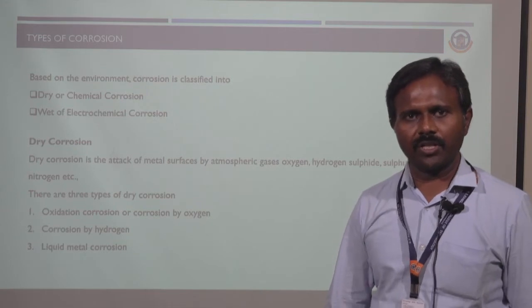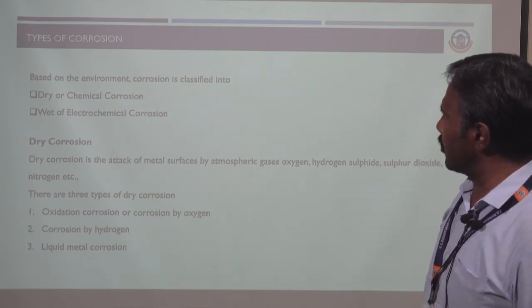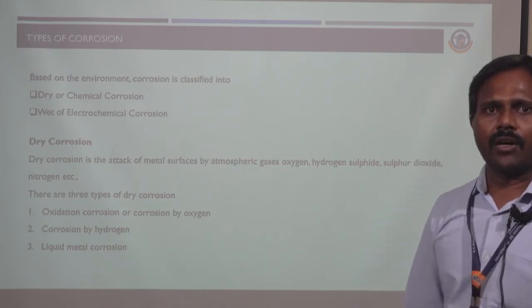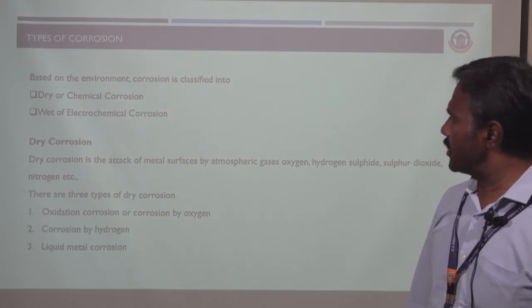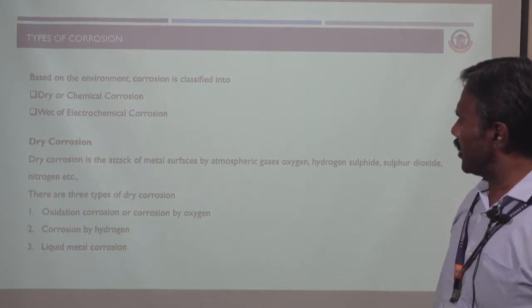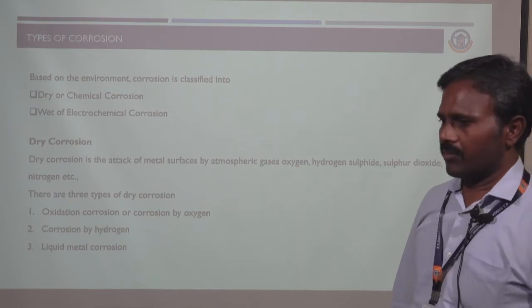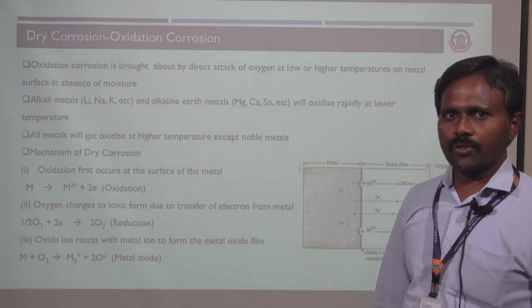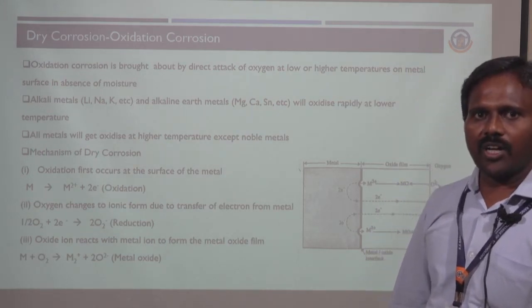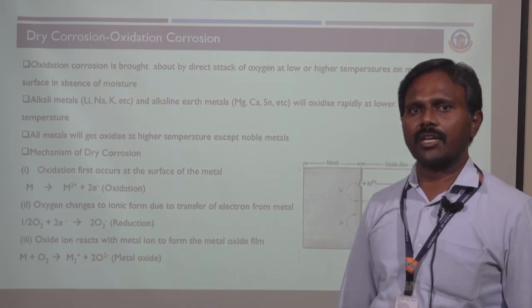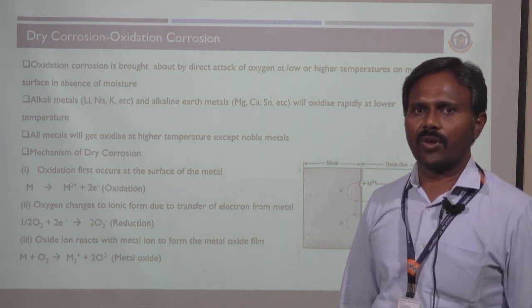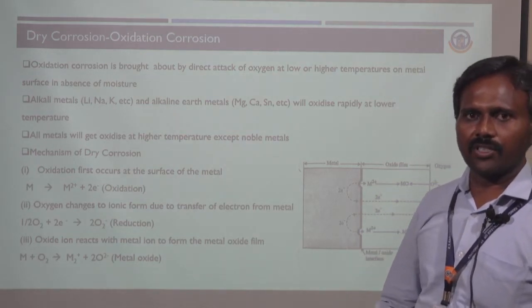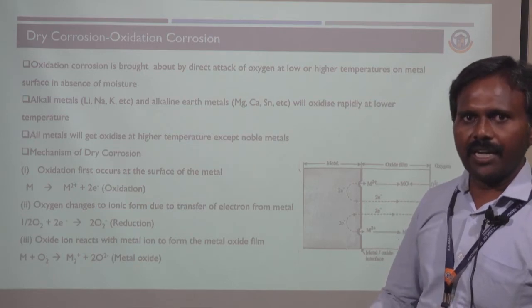First, coming to chemical corrosion, otherwise called dry corrosion. In dry corrosion we have three different types: one is oxidation corrosion, another one is corrosion by hydrogen, and the third one is liquid metal corrosion. First, let us discuss oxidation corrosion. Oxidation corrosion is brought about by the direct attack of oxygen on the metal surface in the absence of moisture. This direct attack of oxygen on the metal surface will lead to corrosion.